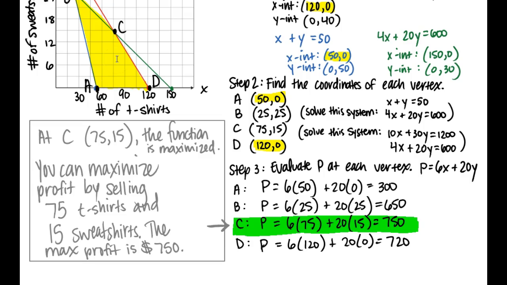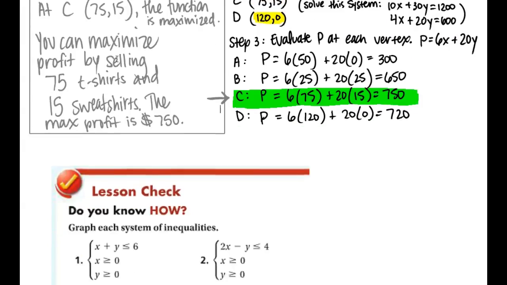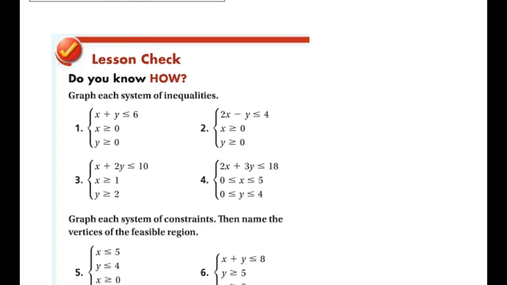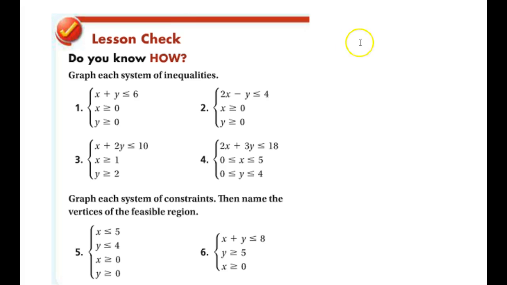Okay, that's it for today's lesson. There were only 2 problems just because they were longer in length and difficulty. So now here's the lesson check.